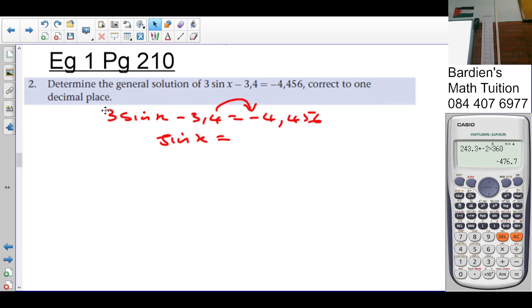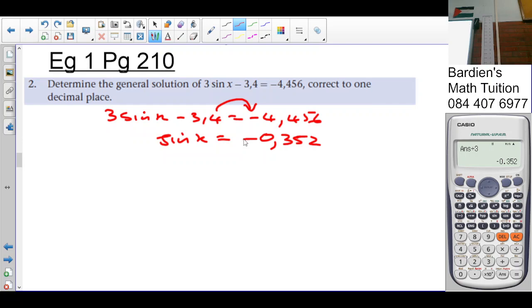Okay, so what do we get? Negative 4,456 plus 3,4 divided by 3. I get 9, no, can't be right. What did I do wrong? 3,4 divided by 3. The answer is negative 0,352. You all agree with that? Negative 0,352. What's the next step we do?